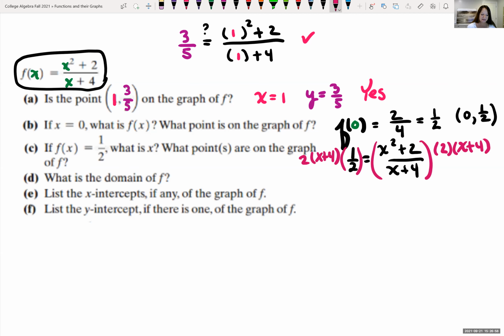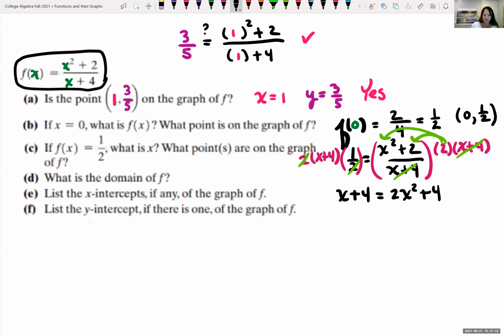When I multiply on the left-hand side, the 2's cancel. That was the whole point of multiplying by the LCD. So we're left with just 1 times x plus 4, which is x plus 4. This is equal to, on the right-hand side, the x plus 4's cancel, and we're left with the parentheses x squared plus 2 times 2. Distributing that 2, we're left with 2x squared plus 4.